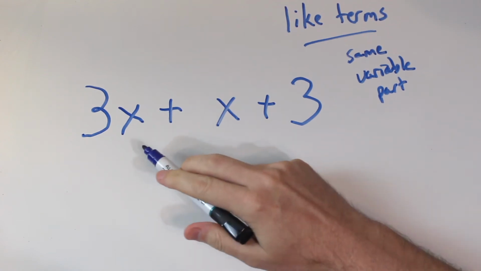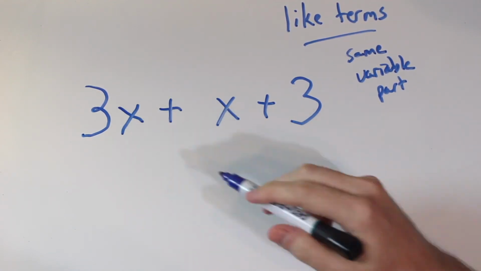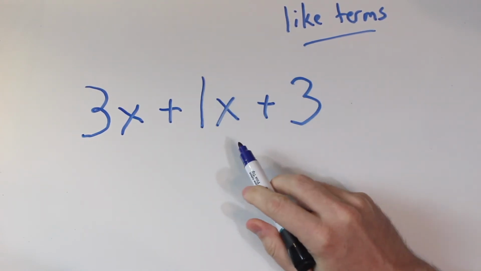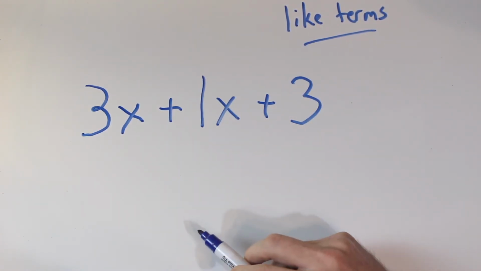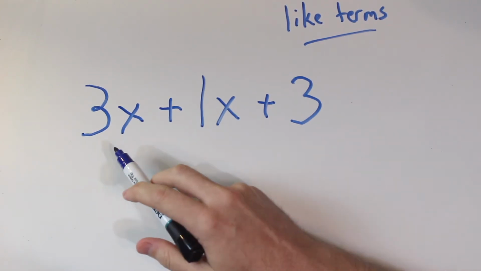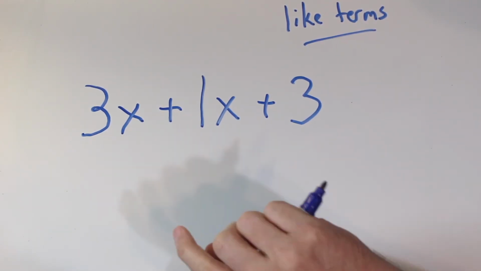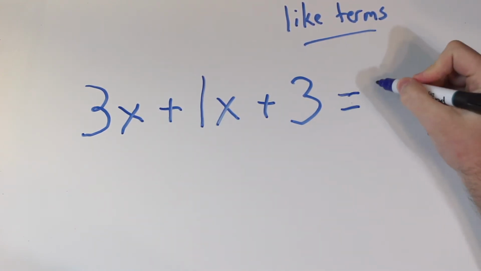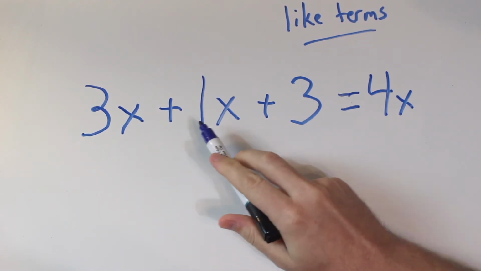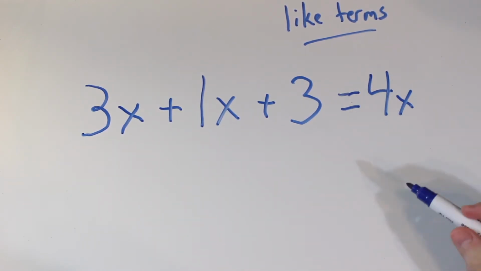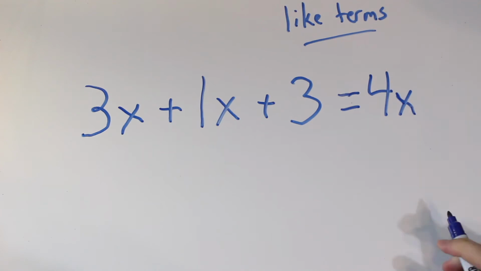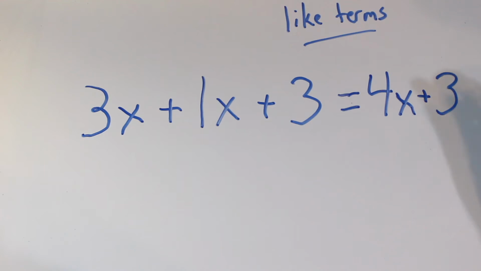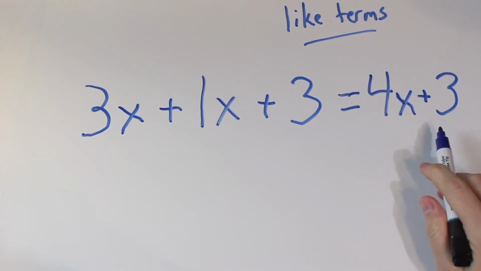The variable part of 3x is x. The variable part of this x, which is also 1x, is x also. So these are like terms, and we can combine them. 3 of something plus 1 of that same something is 4 somethings, so 3x and 1x combine to become 4x. We can't do anything to simplify this 3, so we just leave it as is. Our final answer is 4x plus 3.